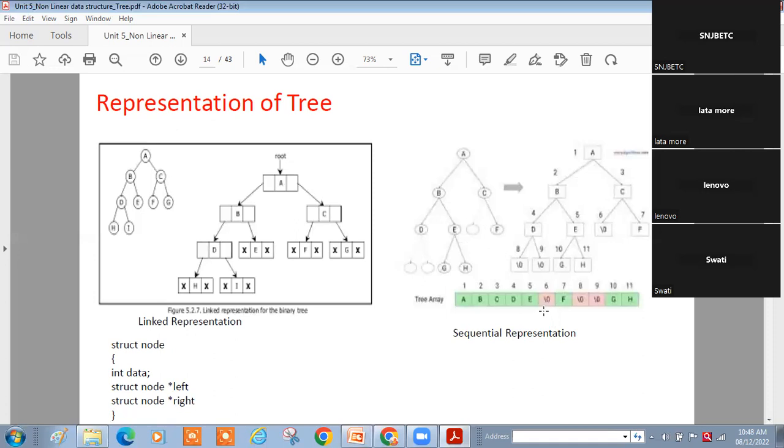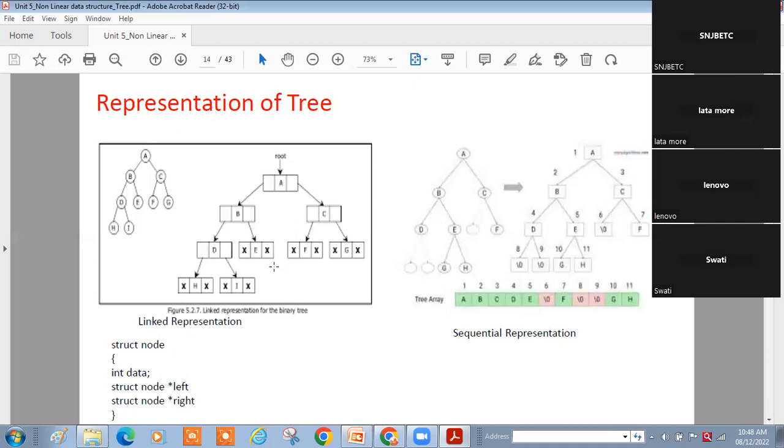So you can see, to represent the sequential representation, you have to convert it into a specific type of tree, and in that tree, which node is absent, we have to mark it as 0. So here again you can say for D, 8 and 9 are not there. So here these are also 0. This is nothing but a sequential representation. For link representation, you can observe here.